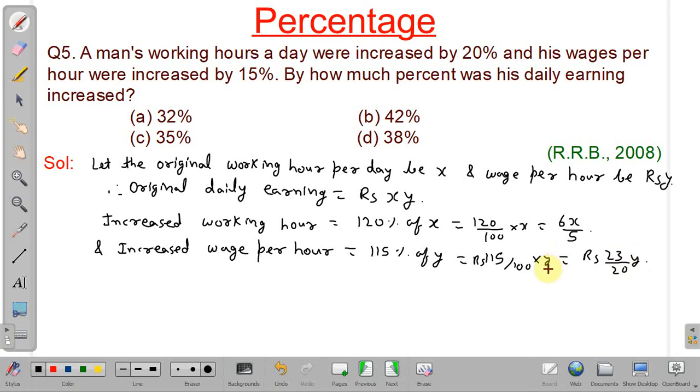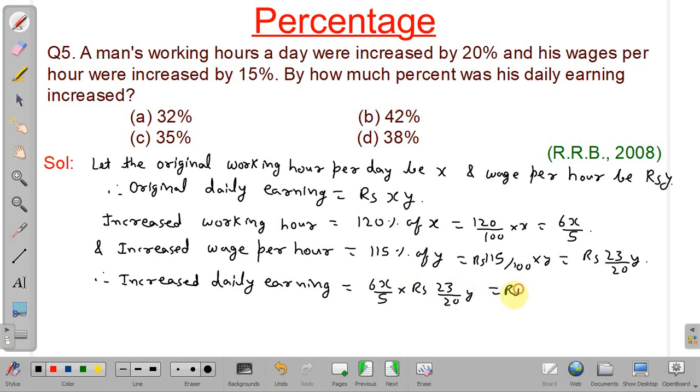Now we can calculate the increased daily earning. It will be equal to increased working hour into increased wage per hour, that is 6x by 5 into rupees 23 by 20 into y, and it will be equal to rupees 69xy divided by 50.